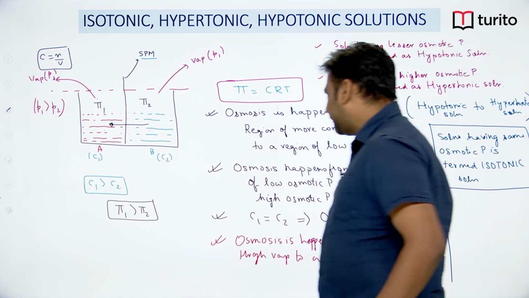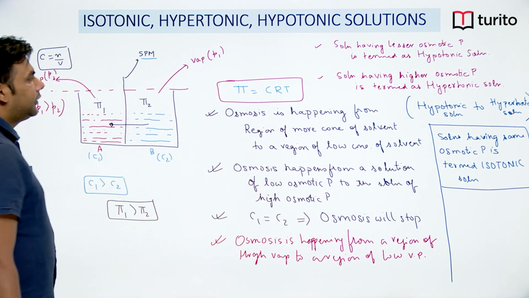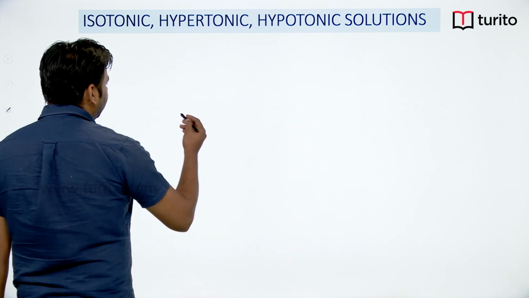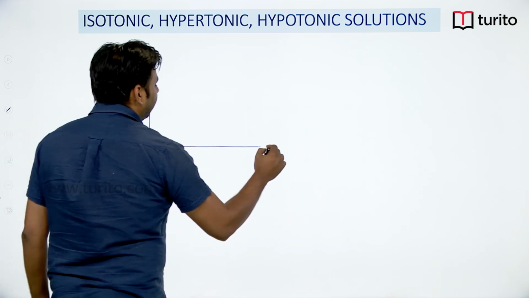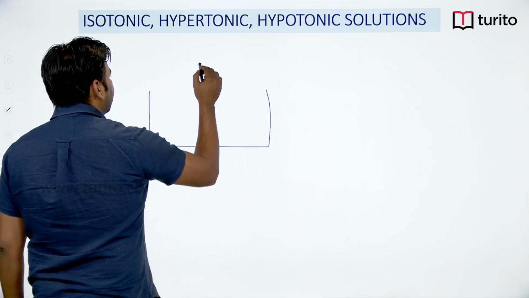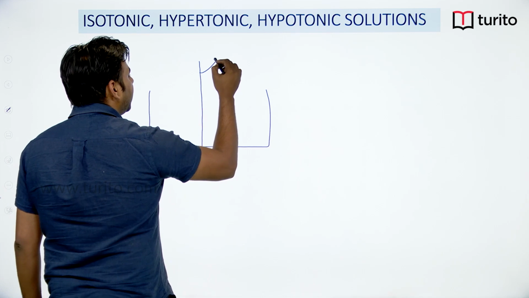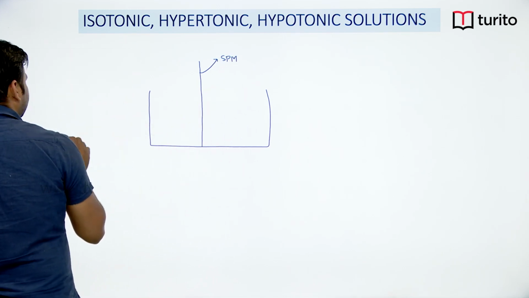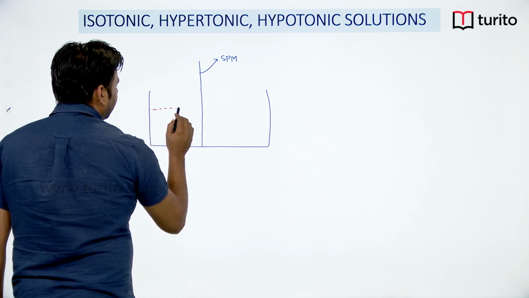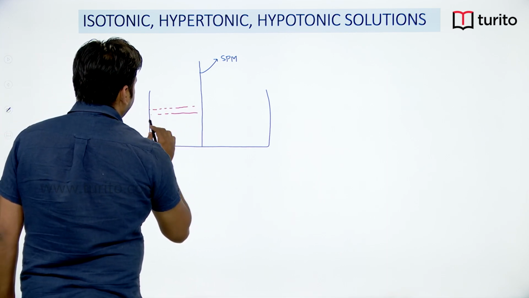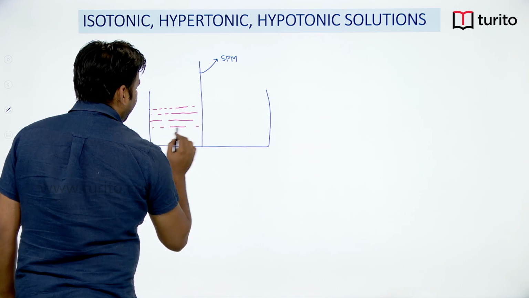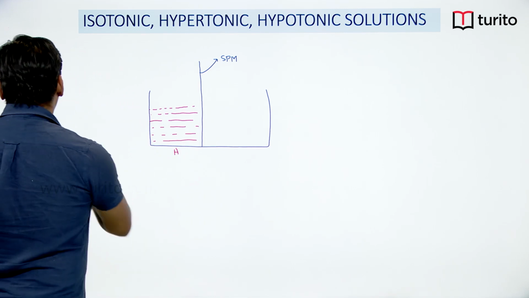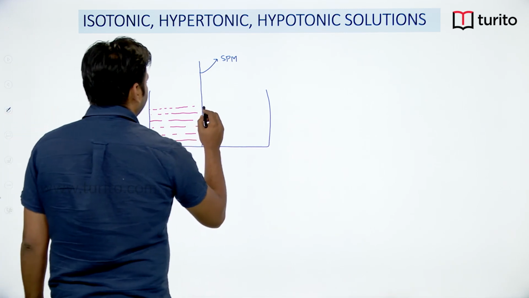Okay, so let us try to explain this concept through an example. Suppose we have a container which is again divided by a semi-permeable membrane, and let us say that we have a solution A over here, and let us assume that there is a solution B over here.